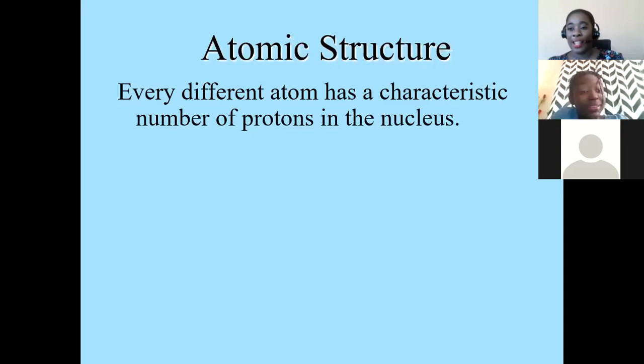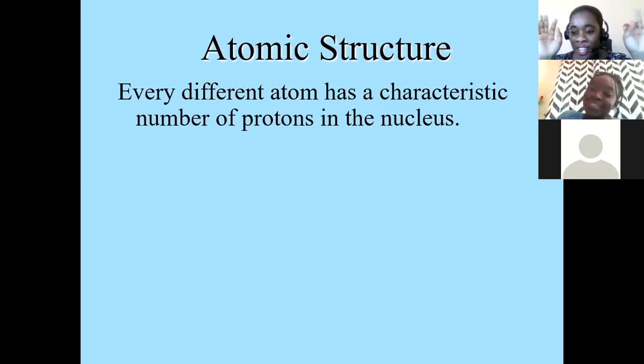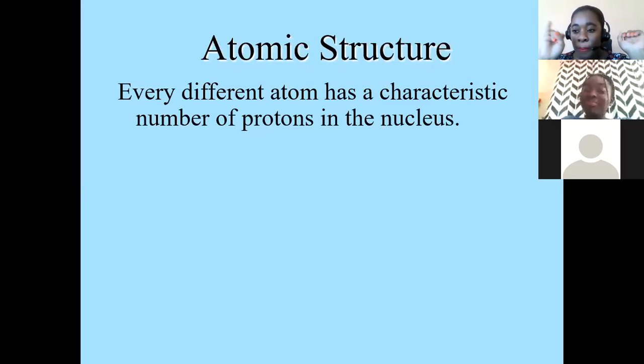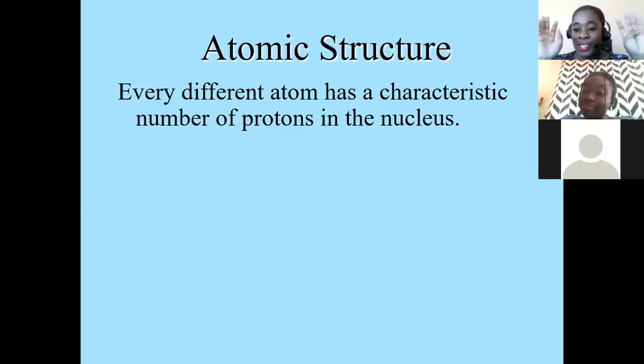So the 20 elements are hydrogen, helium, lithium, beryllium, boron, carbon, nitrogen, oxygen, fluorine, neon, sodium, magnesium, aluminum, silicon, phosphorus, sulfur, chlorine, argon, potassium, calcium. I expect you to know them by the end of this class.